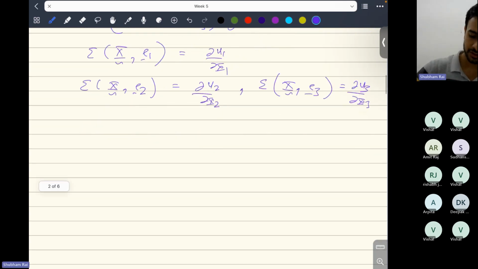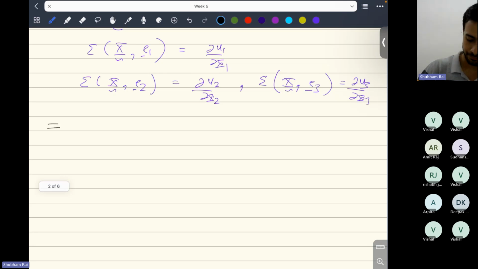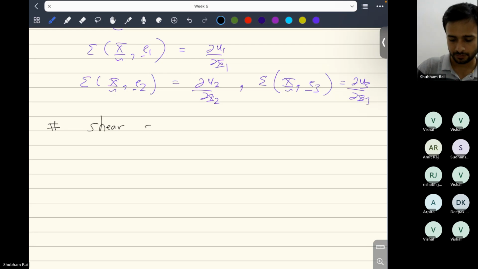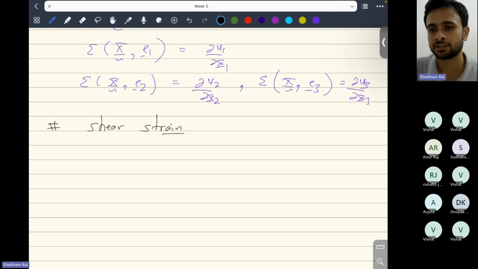Now coming on to the shear strain. You would have studied in the lectures that shear strain has, so what is shear strain? Shear strain is the change in angle between two initially perpendicular line elements.